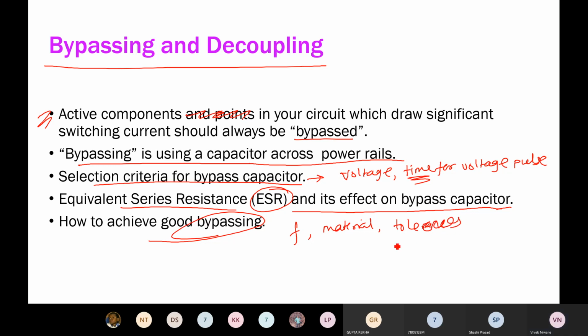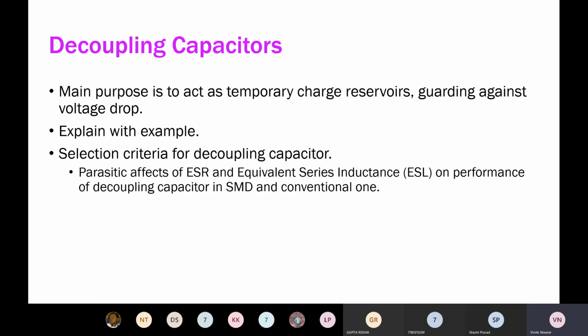Tolerances. Okay, you have to think about these three parameters. Then these were the bypass capacitors and decoupling capacitors. The main purpose of decoupling capacitors is to act as a temporary charge reservoir guarding against voltage drop. मतलब क्या कि pulse voltage तो कम होने वाला है, then decoupling capacitors are going to provide their energy so that voltage drop will not be observed in the signals.